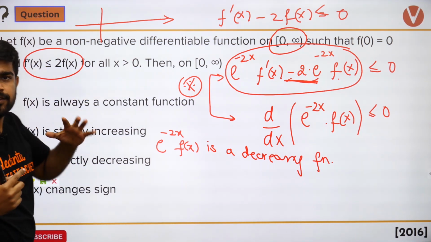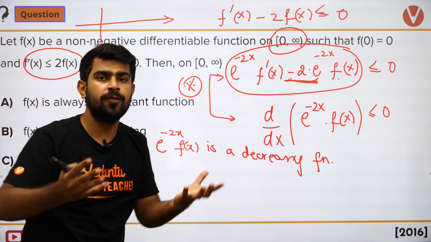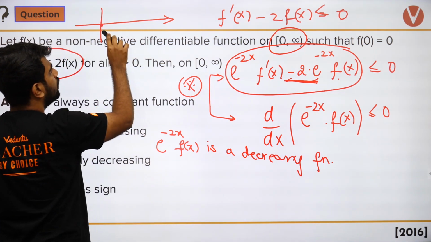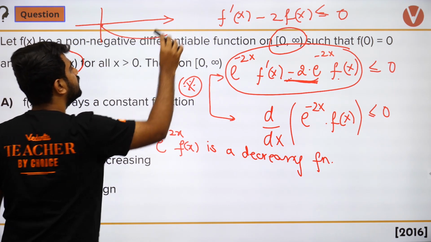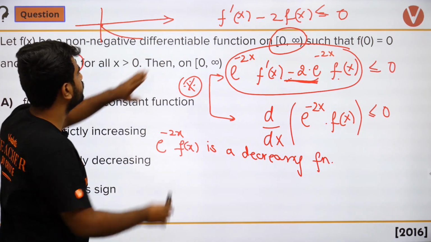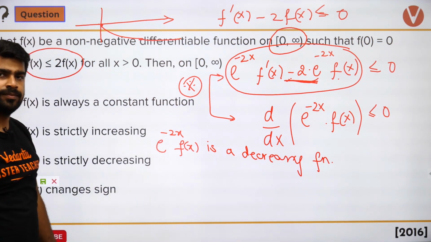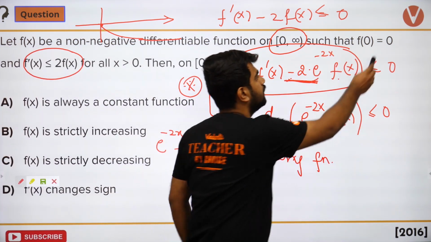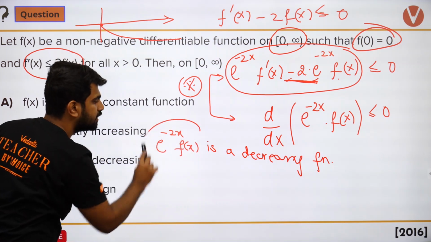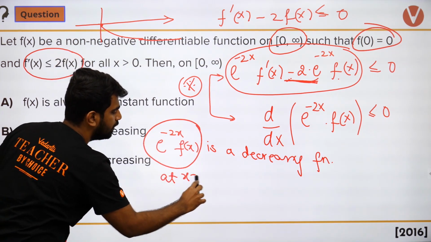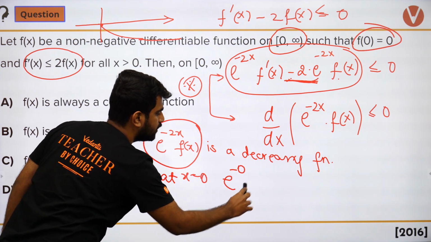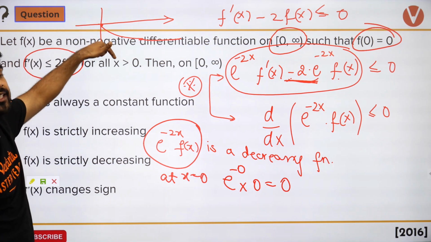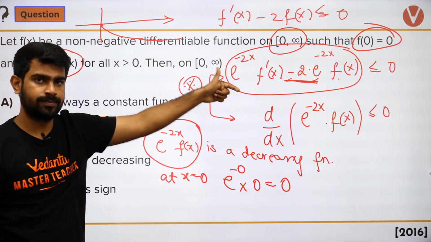Now it's a decreasing function. So let me give you a random example of a decreasing function. So a decreasing function can look like this. Because it is starting from 0, it has to go downwards. So this is an example of a decreasing function, isn't it? It starts from 0. Why does it start from 0? Because f of 0 is 0. So this at x equal to 0 will be what? e to the power minus 0 into 0, which will be 0.